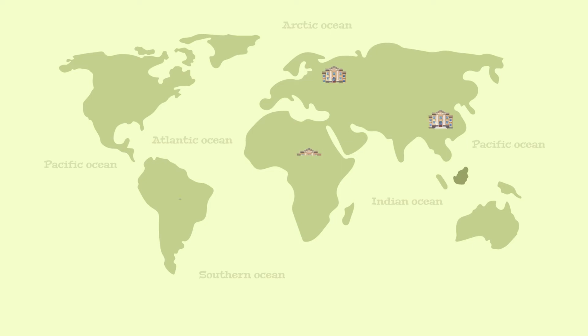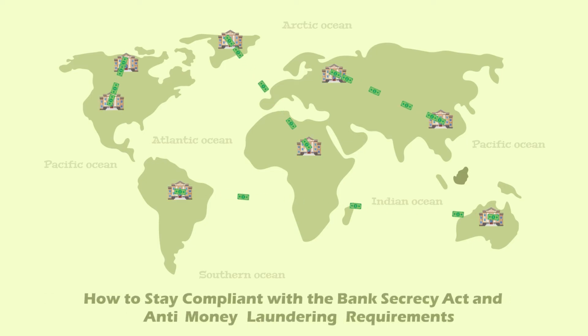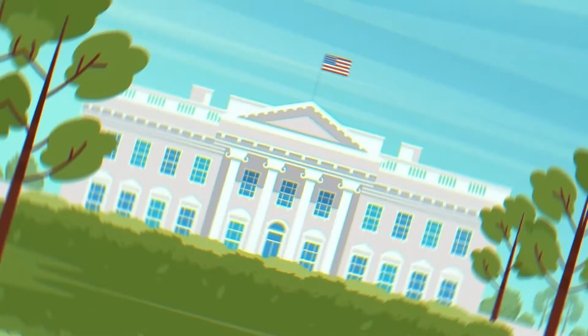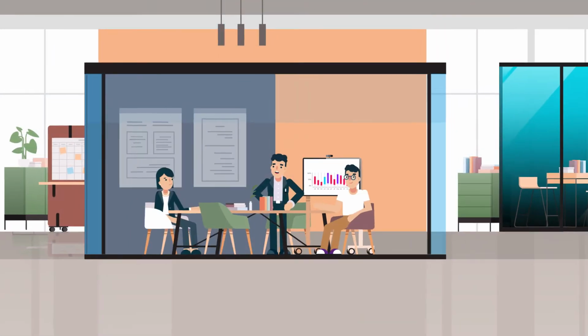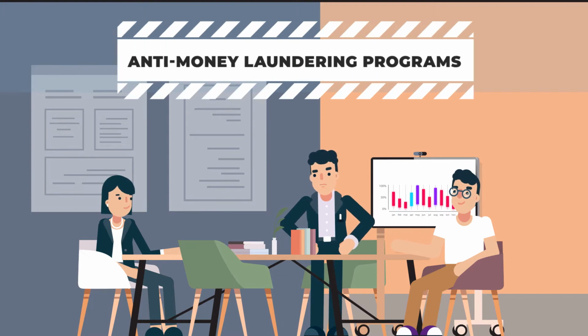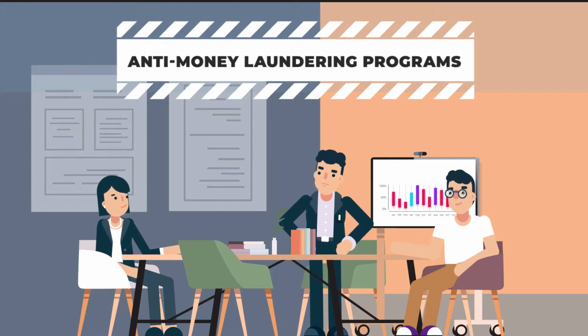How to stay compliant with the Bank Secrecy Act and anti-money laundering requirements. In 1970, the U.S. government introduced the Bank Secrecy Act. The BSA requires financial institutions to develop anti-money laundering programs to help combat financial crimes.